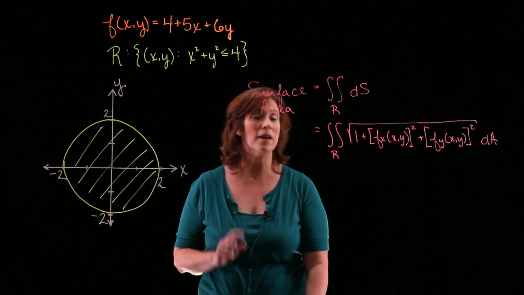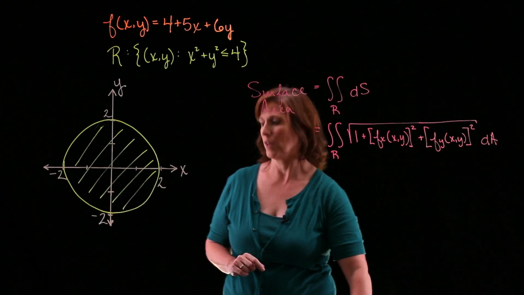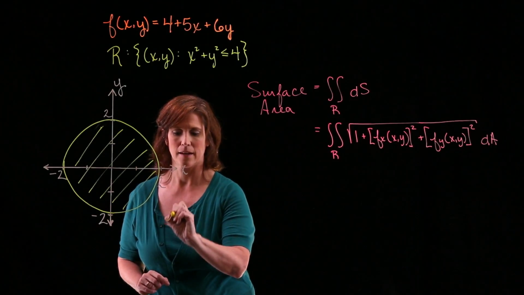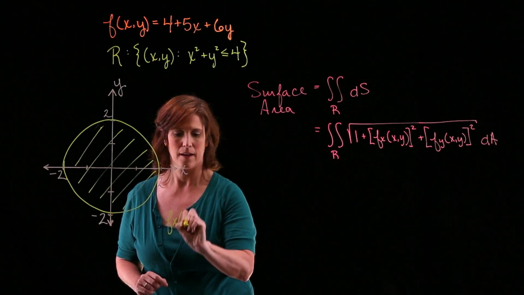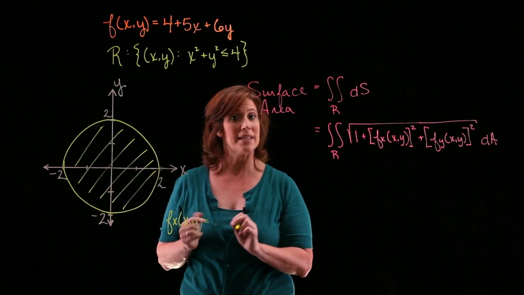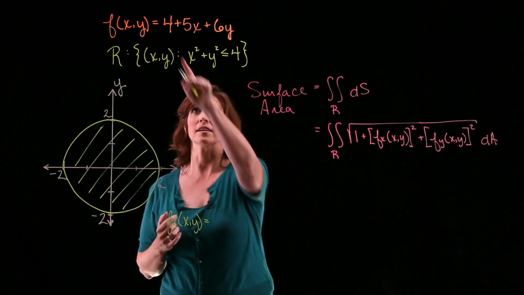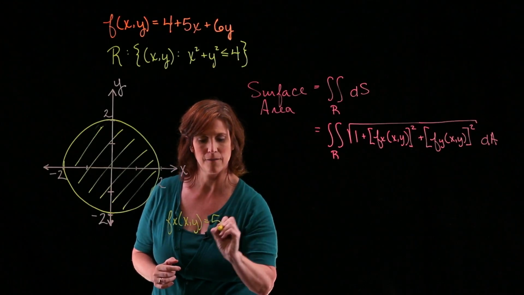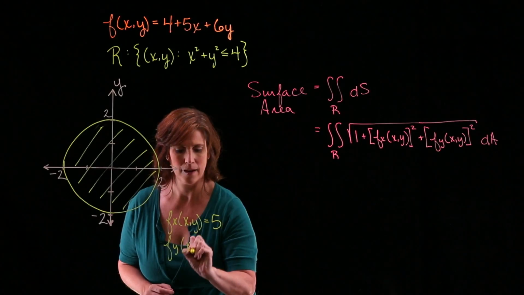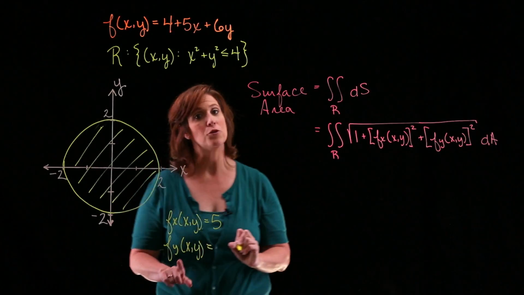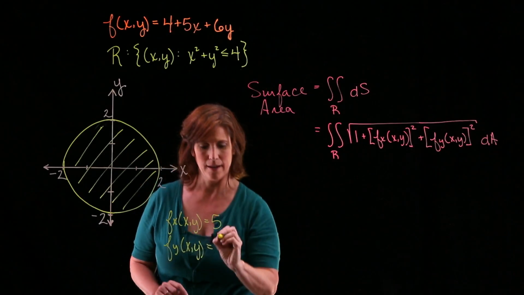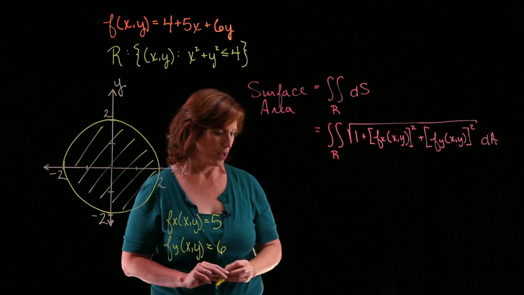All right, so let's take a moment and figure out what our partials are. So our first partial with respect to x, I'm taking the derivative with respect to x, so I'm going to treat any y as a constant. So the derivative is just 5. The partial with respect to y, I'll be treating x like it's a constant, and I take the derivative, which will give me 6.